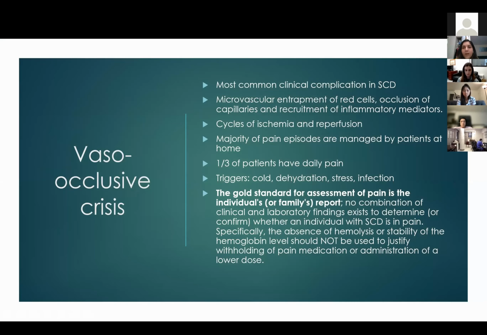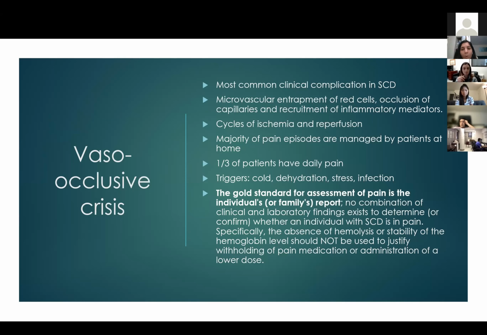Okay, so talking about acute complications of sickle cell disease, the most common reason for hospitalization in these patients is vasoocclusive crisis. One third of these patients actually suffer from daily pain, which is quite sad. So a majority of them would actually be used to managing this pain at home, and they're already on oral opioids. And when they come to the hospital, they really have to be treated with IV opioids.